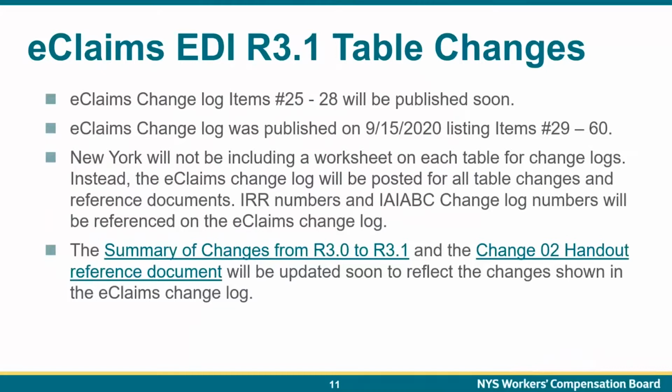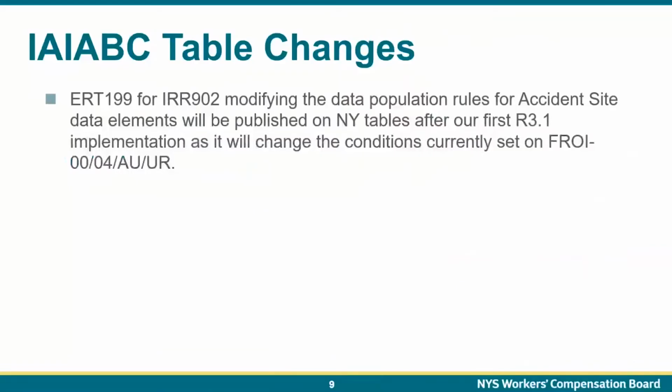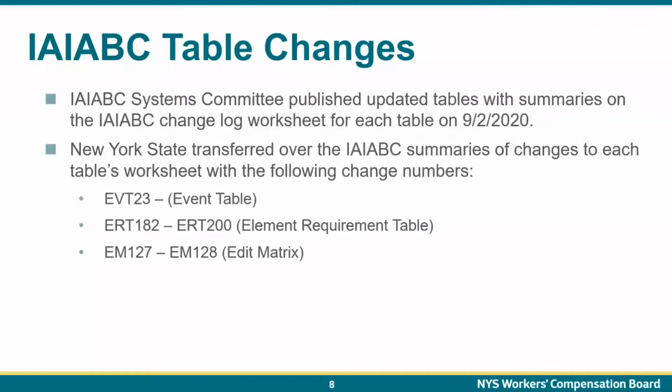The event table, the Systems Committee labeled it as EVT 23. They made a change to the SHROI periodic table for the activity qualifier of IL, and we updated our event table for that. They also updated the element requirement table, and we'll be going through our eClaims change log detailing all of those changes labeled as ERT 182 to 200, and then also the edit matrix labeled as EM 127 and 128.